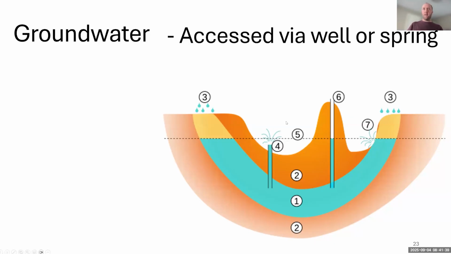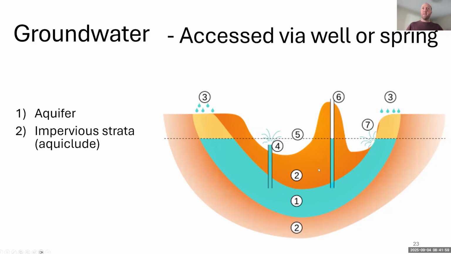So if we look at the components of this, this part labeled 1, this blue-green color here, this is our aquifer. So this is water that has fallen onto the earth and then goes into the ground and creates this aquifer. These two parts labeled number 2 are impervious strata, also called an aquiclude. So you can think of these as being like a bedrock where water cannot flow through, where the aquifer might be more something like gravel or sand that can hold water.